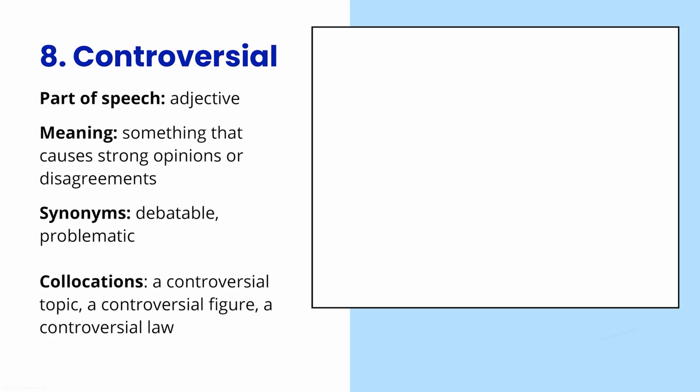Here are some collocations: a controversial topic. So this means a topic that causes strong opinions. A controversial figure. This means a controversial person. So if someone is controversial, that means some people like him or her, and some people don't like that person. That person causes strong opinions. And finally, a controversial law.